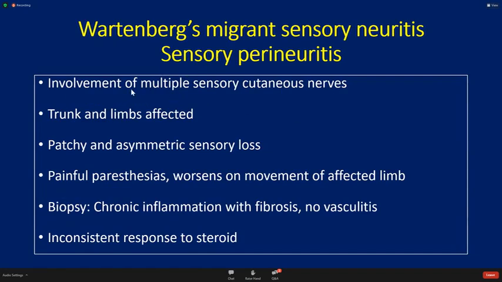A syndrome which is not very common is a sensory or migrating sensory neuritis, in which the patient has multiple sensory painful patchy involvement, which worsens with movement of the limb, which is known as a stretch test. So here it is of unknown etiology and may or may not respond to steroid. The main symptom continues to be only sensory.